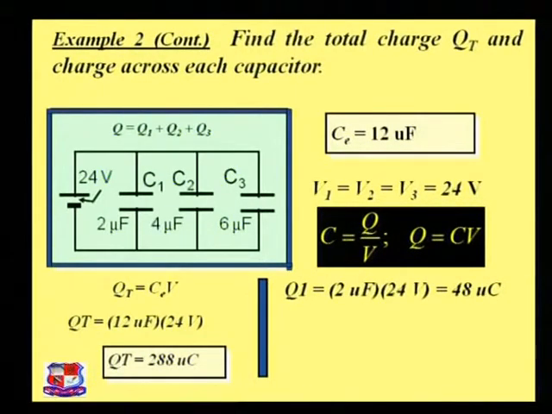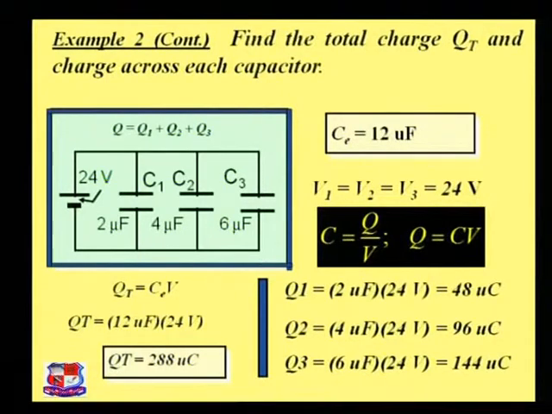So Q1 equals C1 V1, where V1 is 24 volts and C1 is 2 microfarads, that is 48 microcoulomb. Q2: V2 is the same as V1, 24 volts, and C2 is 4 microfarad, which gives you 96 microcoulomb. And in the same way you can find Q3, that is V3 times C3, which is 144 microcoulomb.